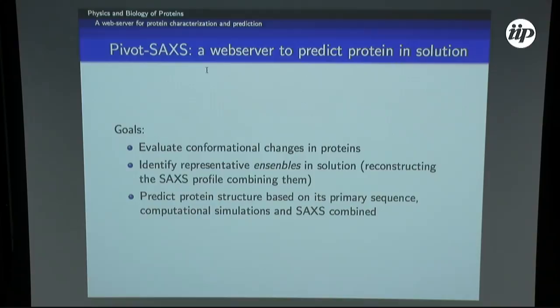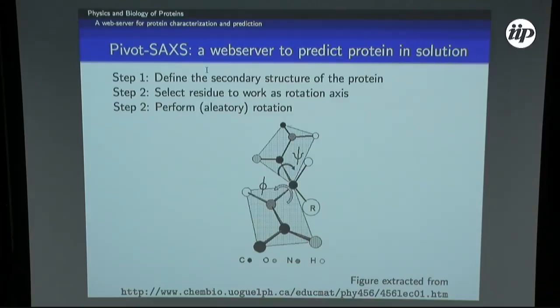How do you do that? First, you define the secondary structure. If you give me a PDB, I can get the secondary structure from the PDB. If you give me the primary sequence, I can predict the secondary structure. You have around 83% chance of getting it right in this case. Then what do you do?